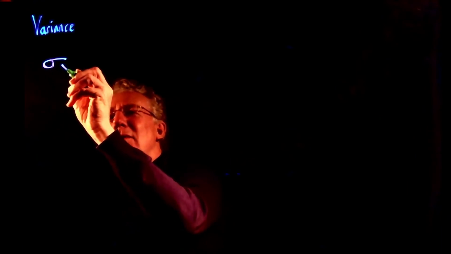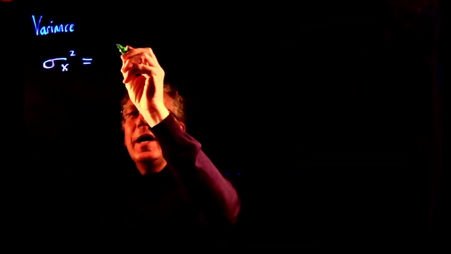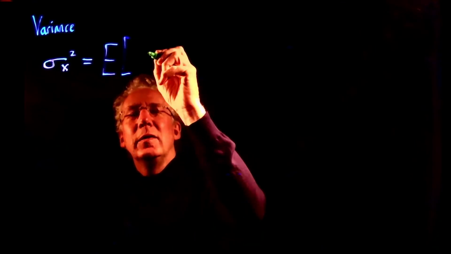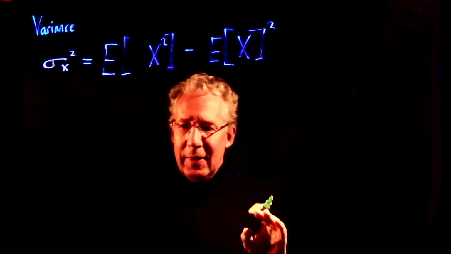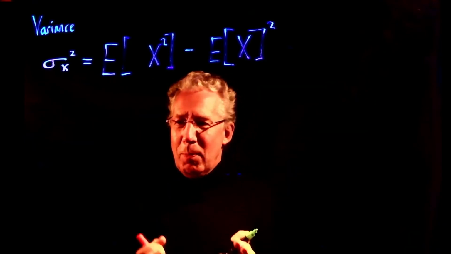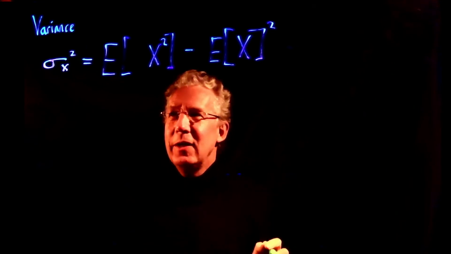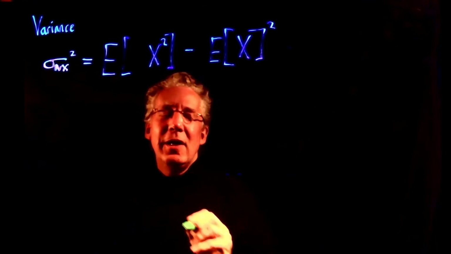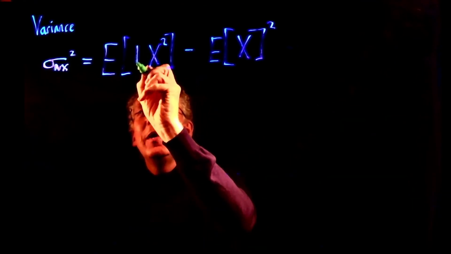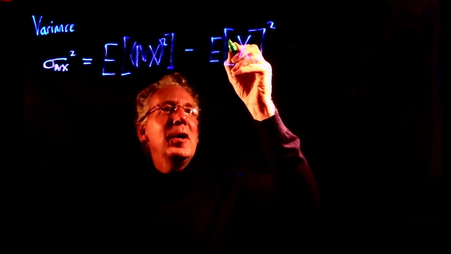Sigma x squared is defined as the expectation of the square minus the expectation squared. Now, as before, we probably want to work with n times the variance if we're going to work with n times the mean. So what we're interested in really is sigma of nx, and that's the expectation of nx squared minus the expectation of nx, all squared.